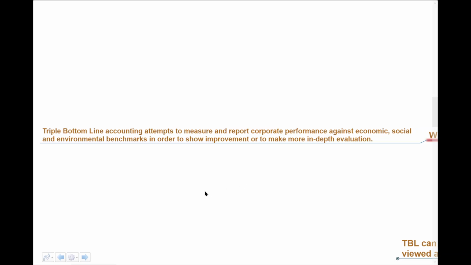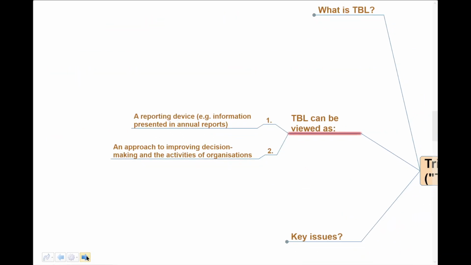So really what we're saying is, profit is one area, or economics is one area. Yes, we need to make a profit. We have shareholders holding shares in companies for a return. But let's also report in relation to what we're doing on the social side and indeed the environmental side. Okay? So that's the definition.